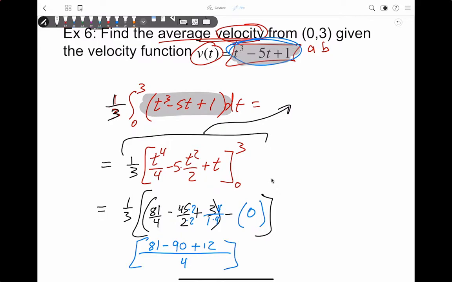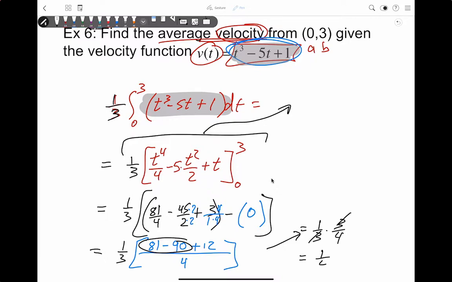So when we go ahead and multiply this 1/3 here at the end, let's see what we get. 81 minus 90 is a negative 9, plus 12 is a positive 3. So we have over here 1/3 times 3/4, okay? And that, of course, would cancel out so that our answer would be 1/4.